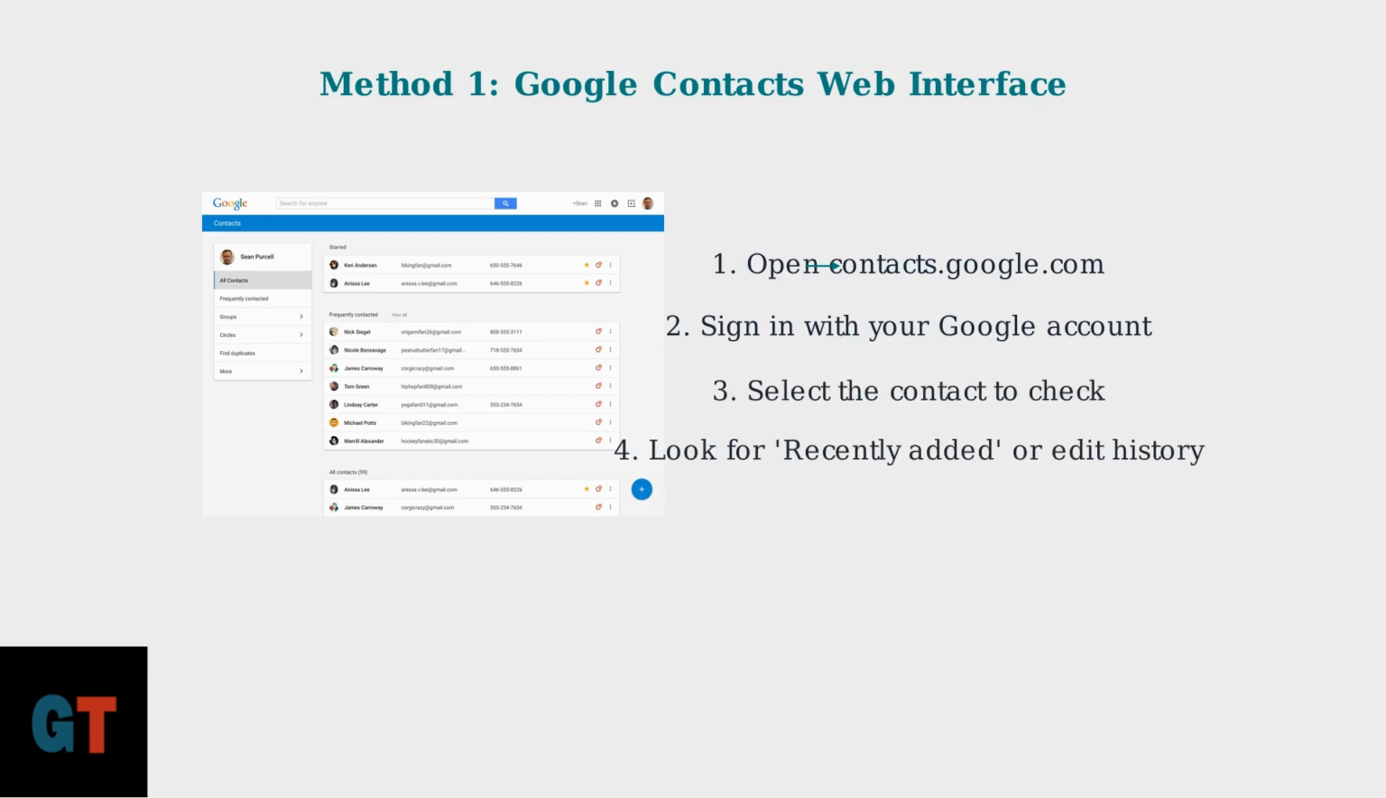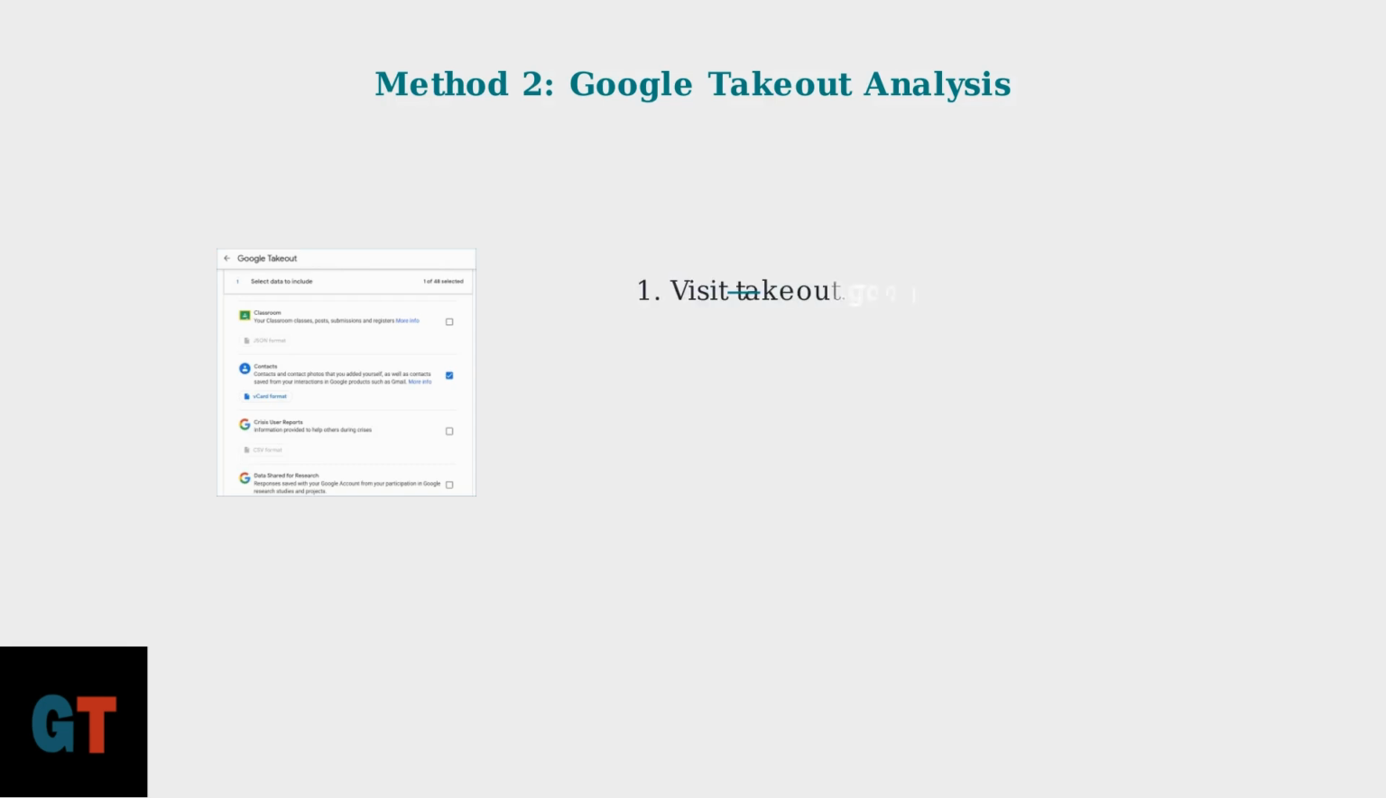Next, select the specific contact you want to check, then look for recently added indicators or edit history information. Some contacts may show approximate addition timeframes in their details. The second method involves using Google Takeout, which provides a more comprehensive data export that includes metadata and timestamps. Start by visiting takeout.google.com and selecting the Contacts Data option.